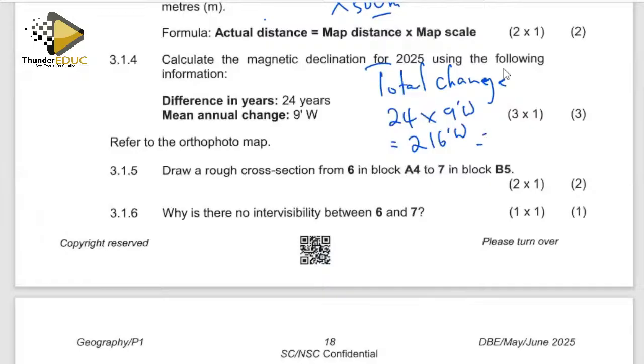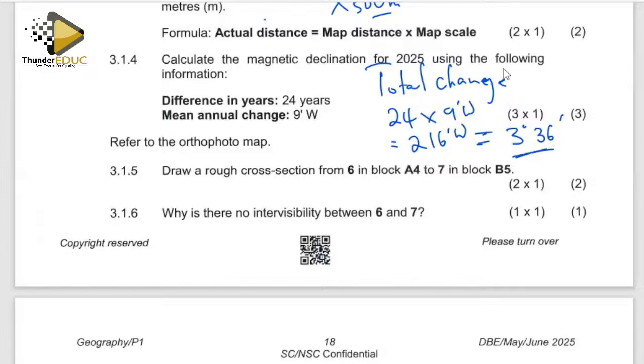Converting this to degrees and minutes, we divide this by 60. If we divide this by 60, 60 goes there 3 times to give us 180. So that is 3 degrees, and the remainder is going to be 36 minutes. So this is our total change.